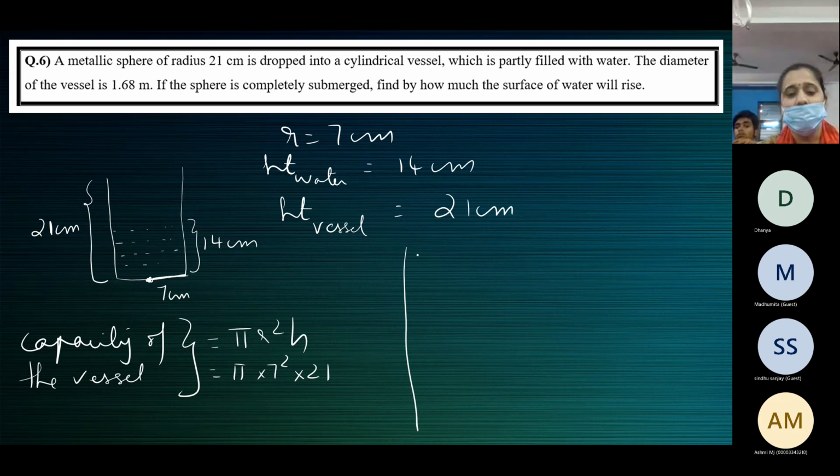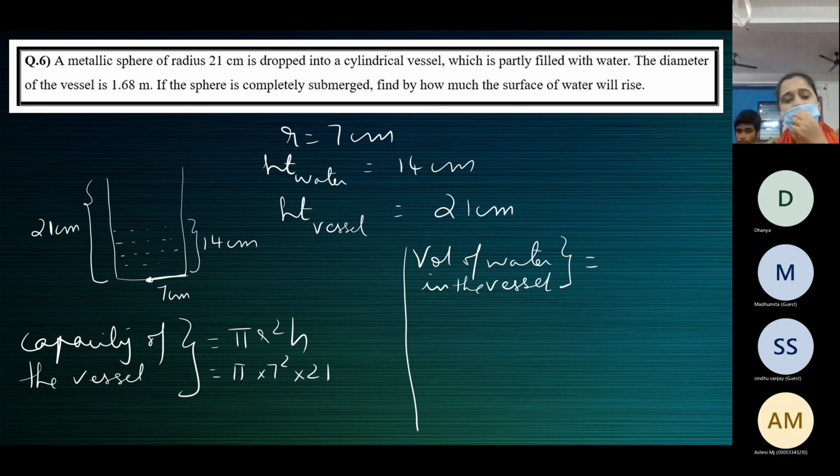How will you find the volume of water? Volume of water in the vessel. We know that water assumes the shape of the container. So water in the container also will be cylindrical. So the volume of the water is pi r square h only, because it's inside a cylindrical vessel, so it assumes that shape. So pi, 22/7 into r, the same 7 square, into height is what? 14. What is height, children?